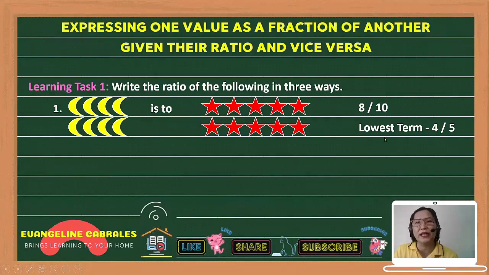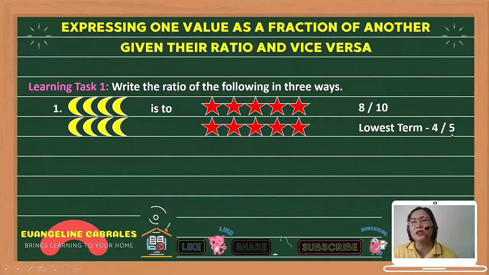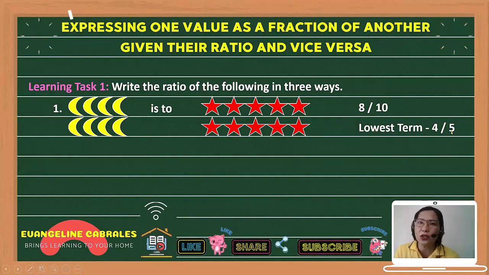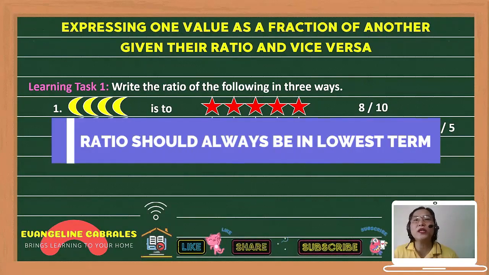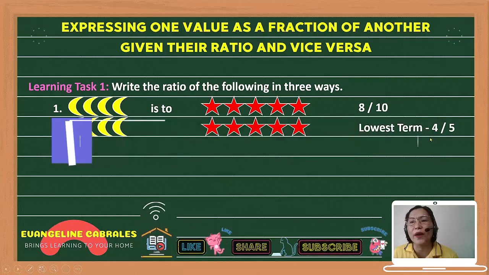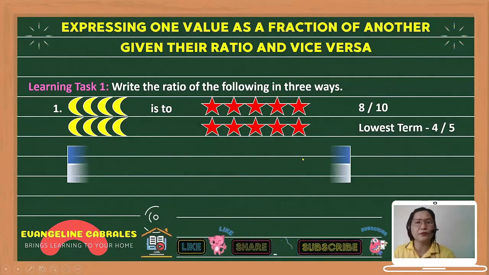Kasi yun ang pinag-aralan natin. So, yun ang kasunduan natin, ha? Always show your answer in lowest term. So, what's the lowest term of 8 is to 10? That is 4 is to 5. Bakit naging 4 at 5? 8 divided by 2 is 4 and 10 divided by 2 is 5. Uulitin ko, your answer must always be shown in lowest term.